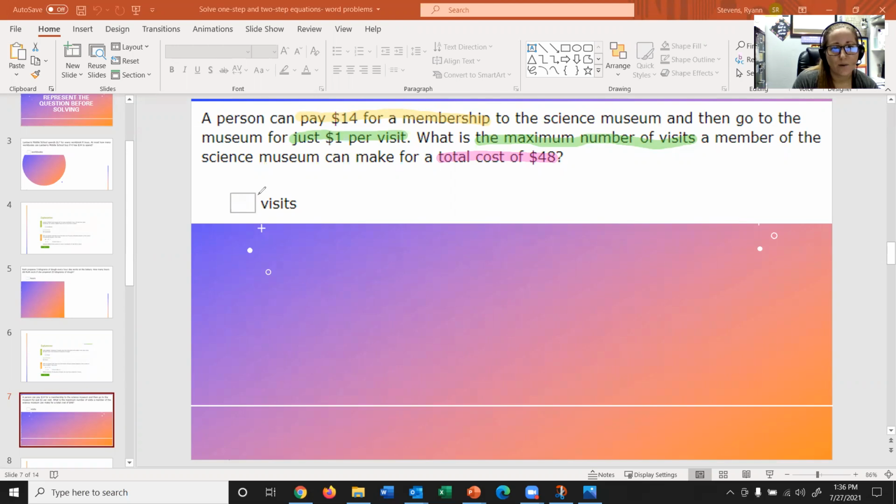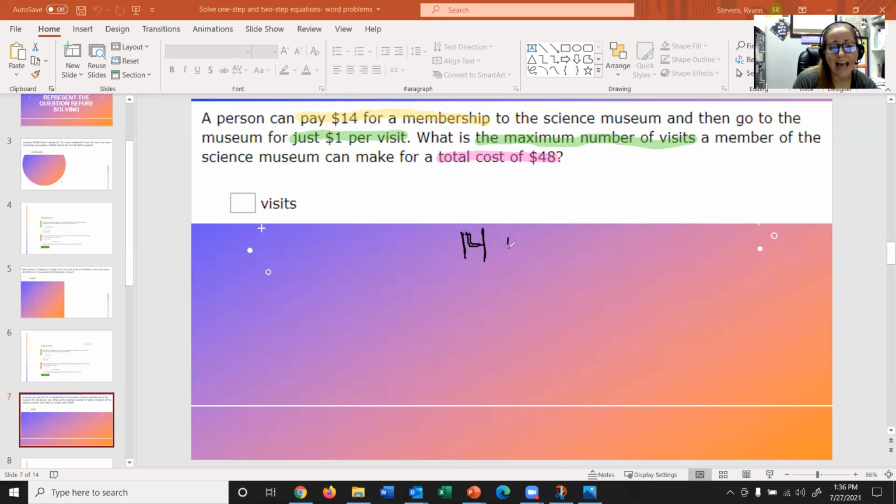Okay. So now that we have all of these pieces of information, we could go back through and set up our equation. So we're saying that a person can pay $14 for a membership. So that's important, the 14, okay? That's telling us that there's a set rate that they can pay one time in order to get that membership to the museum. Then we're saying that for just $1 per visit, they can go anytime after that.